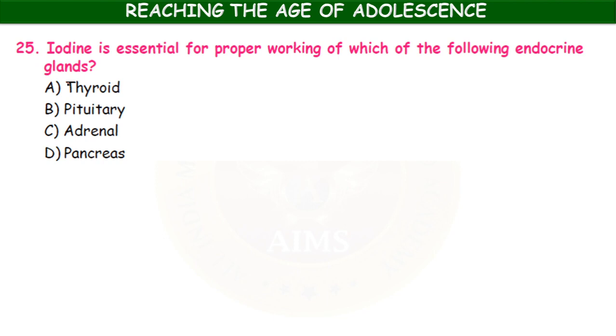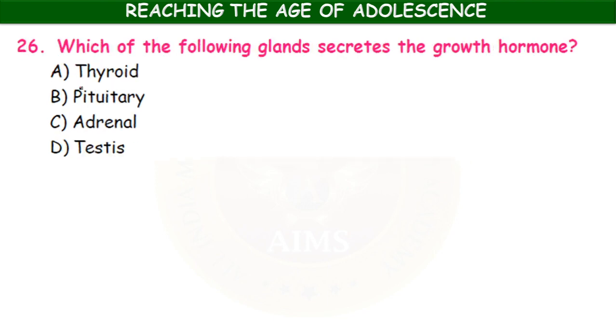Iodine is essential for proper working of which of the following endocrine glands? Thyroid, pituitary, adrenal, pancreas. The thyroid gland requires iodine. That's why thyroxine is also called tetraiodothyronine, meaning iodine molecules are required for its production. That's why we include iodized salt in our diet.